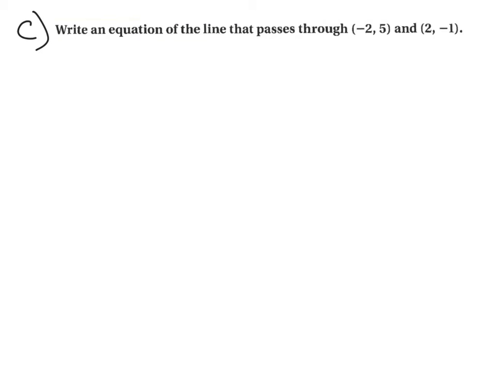In this example, we actually don't have a graph to look at to find the slope, but we can use our slope equation, m equals y2 minus y1 over x2 minus x1, to find the slope of the line that passes through these 2 points. Okay, so we got our first point here, we got x and y, and we got our second point here, we have x and y.